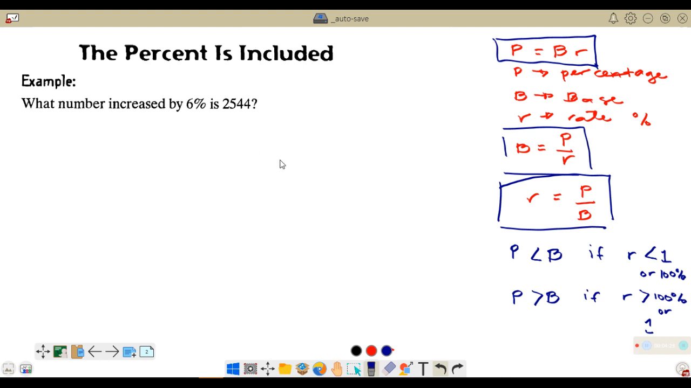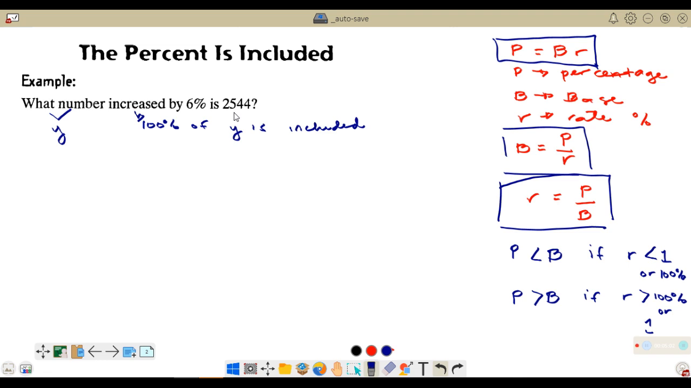So, let's go to the problem. How are we going to solve this one? And how is it an example of percent is included? Here, we have a missing number. Let's use y. It is increased by 6%. If increased, it means the 100% of y is already included. So we are not just looking for 6% of y. Instead, we are actually looking for 106% of y.